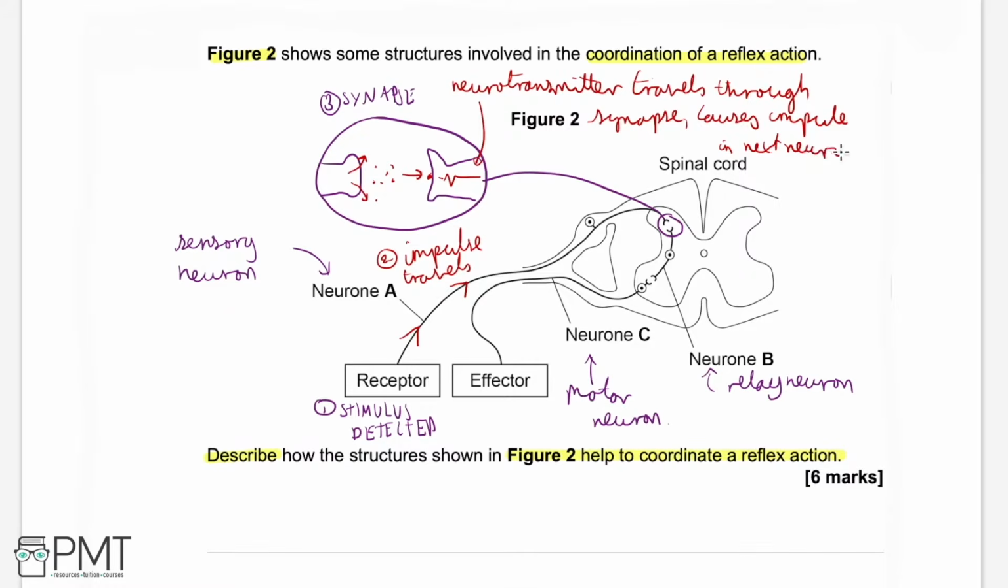The impulse is conducted through the relay neuron before passing to another synapse between the relay neuron and the motor neuron. Following this, it moves through the motor neuron to the target organ, and the effect occurs. This is generally a muscle or a gland, and will result in either the contraction of a muscle or the release of chemicals from a gland.